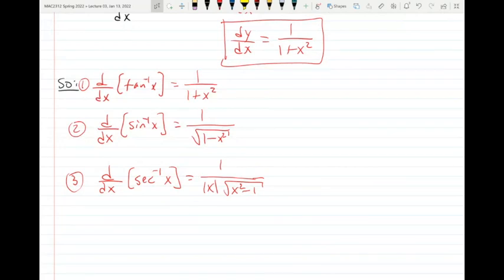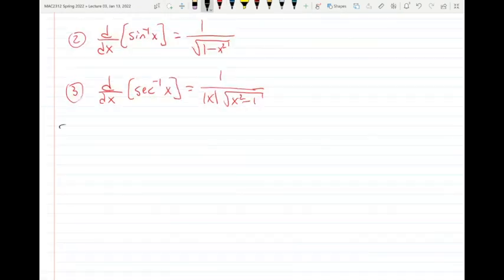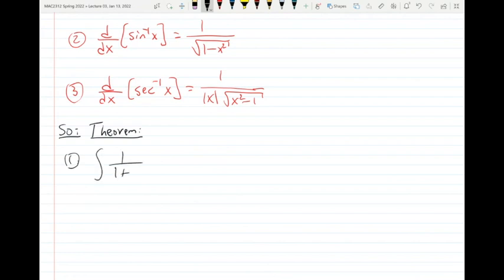Anyways, these are the derivatives of the inverse trigonometric functions, and now each of these will give you an integral formula, right? So let's write them down. We have the theorem. Number 1. We have the integral of 1 over 1 plus x squared. This will be equal to the inverse tangent. Remember that an alternative way of writing inverse tangent is arctangent, so you may see that.